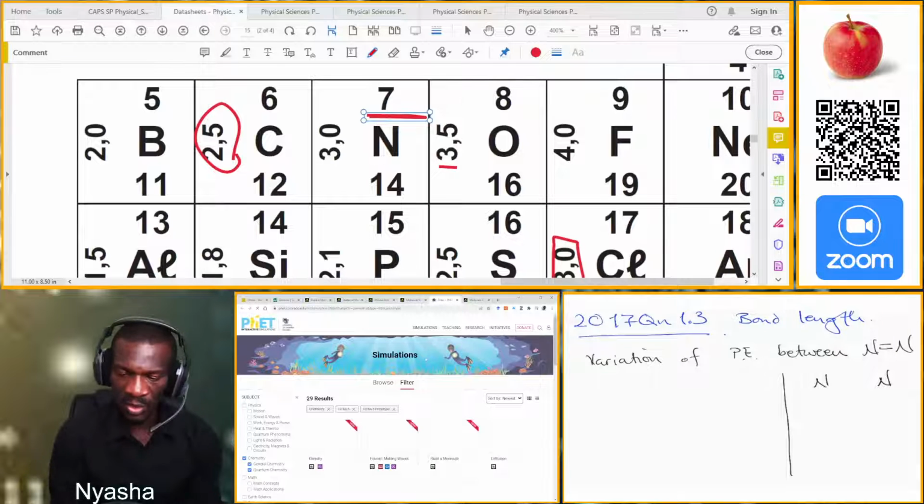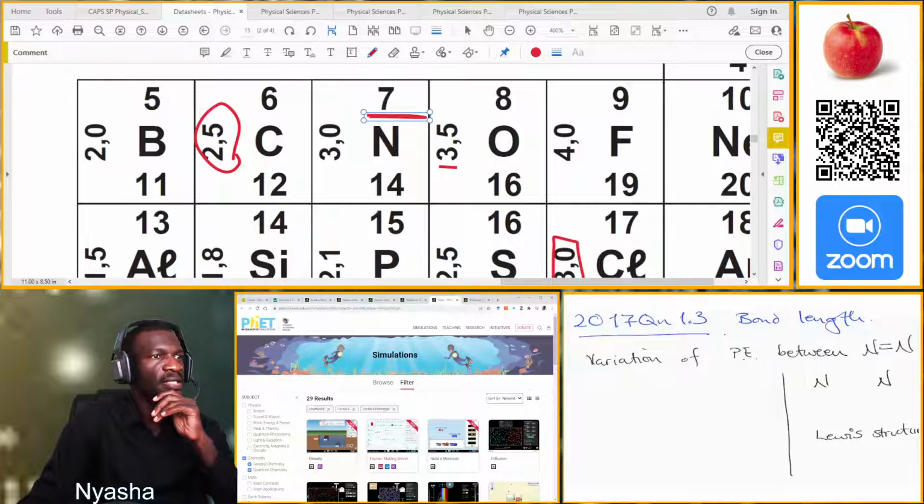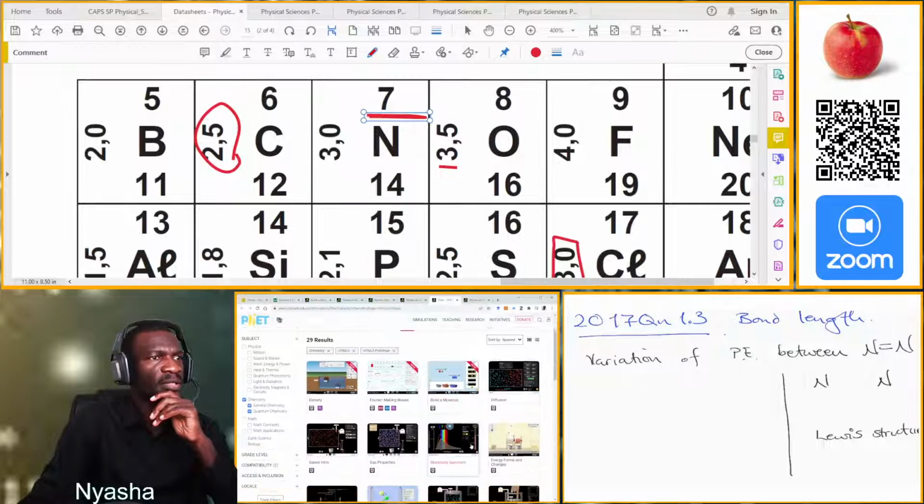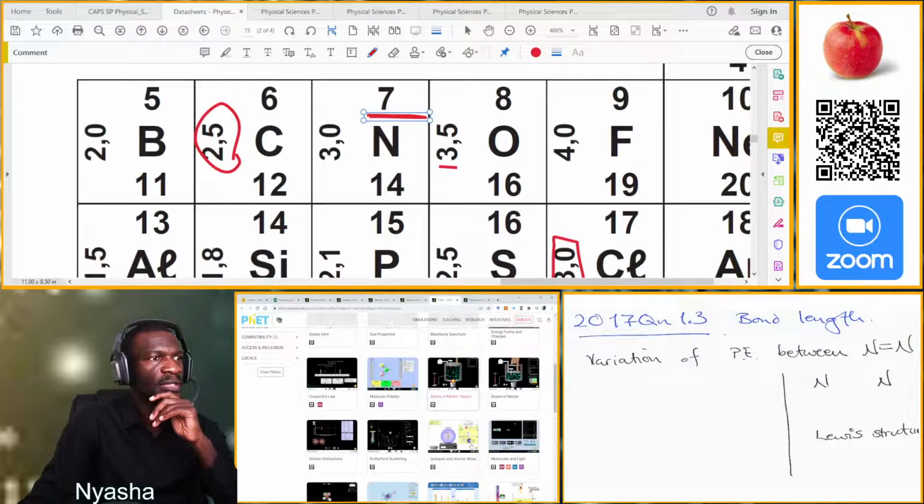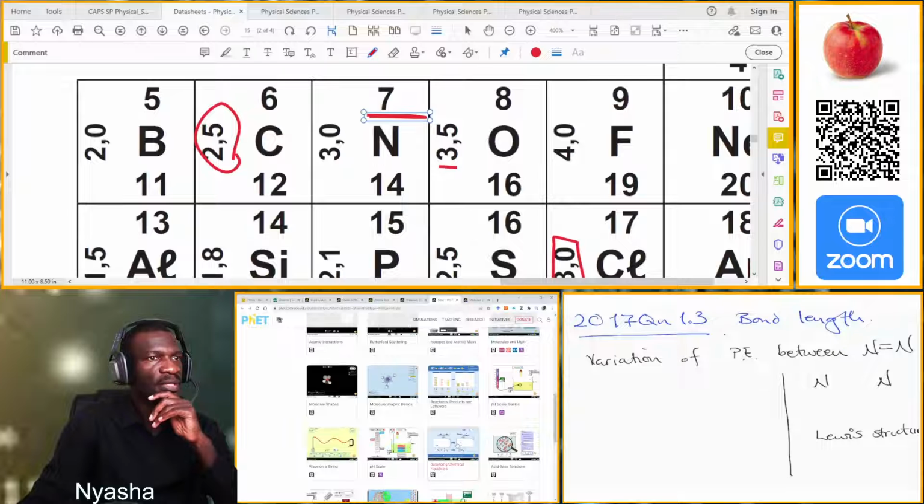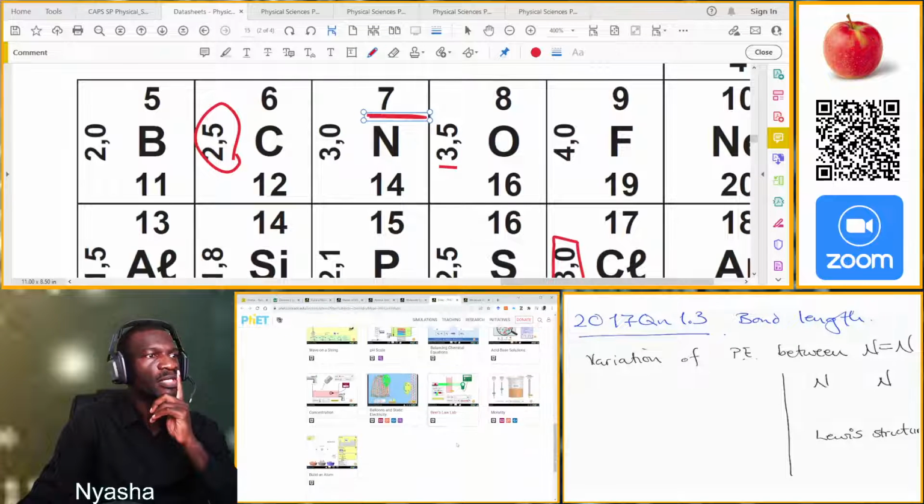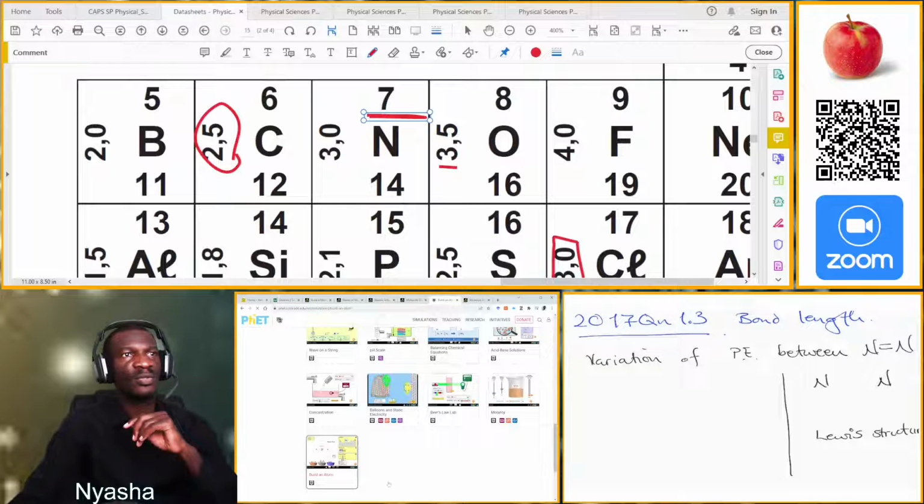So we want the Lewis structure, right? So this is what we want to build. Right, so what am I looking for? I'm just looking for an atom, and we want to make it a neutral atom. So it's the very last tool there.